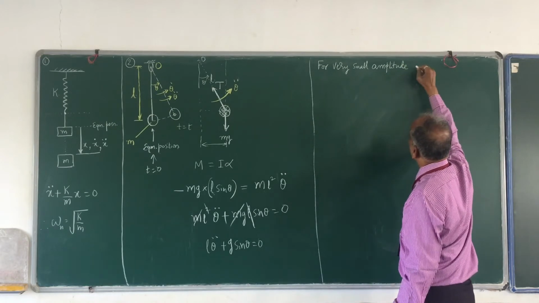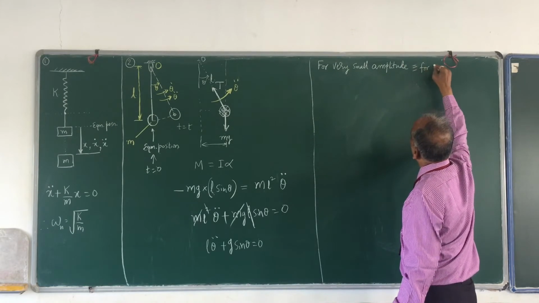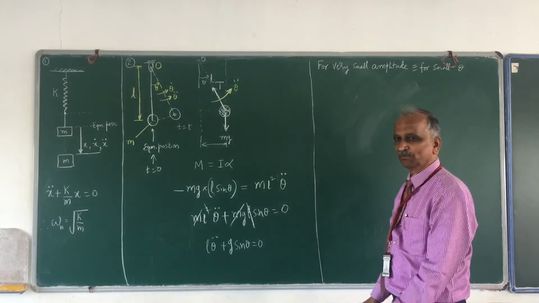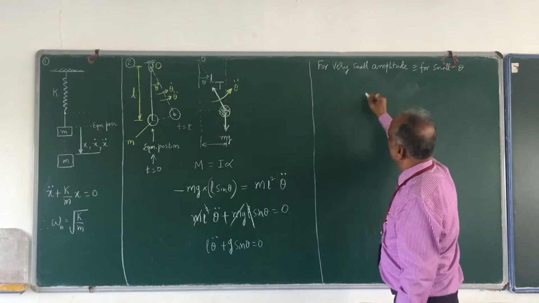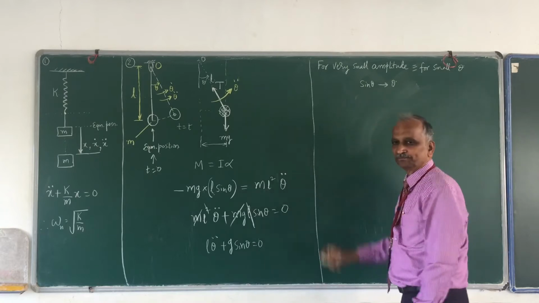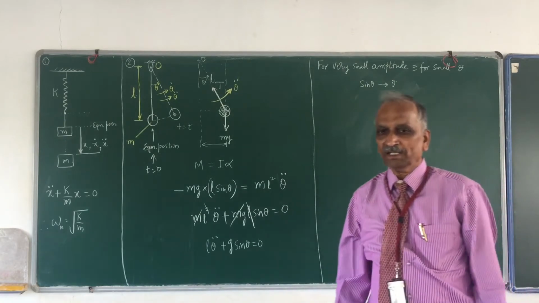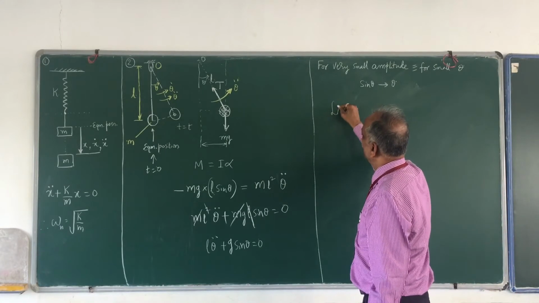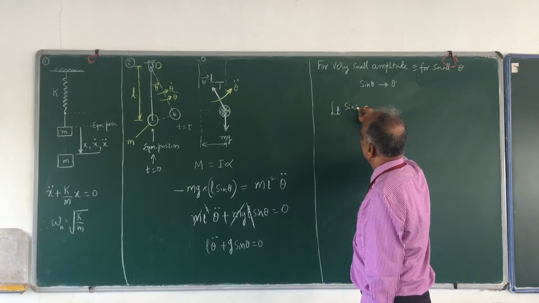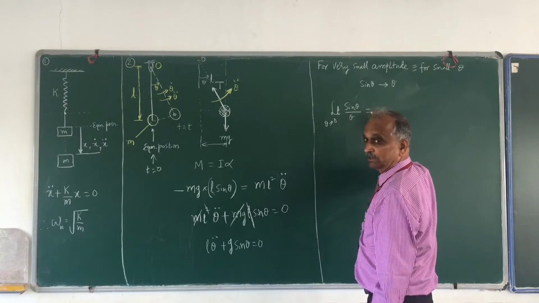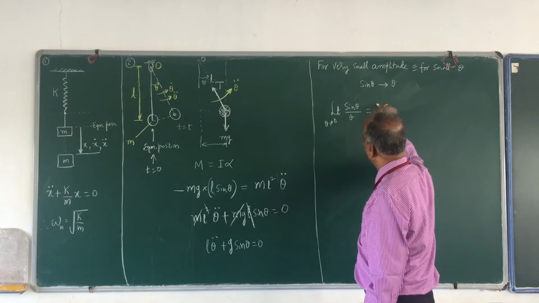So this is the same as for small theta. The value of theta is very small. For small theta, we all know that sin theta tends to theta. So from this, how do we get this? The limit of sin theta divided by theta as theta tends to 0 is not equal to 0, it is equal to 1.